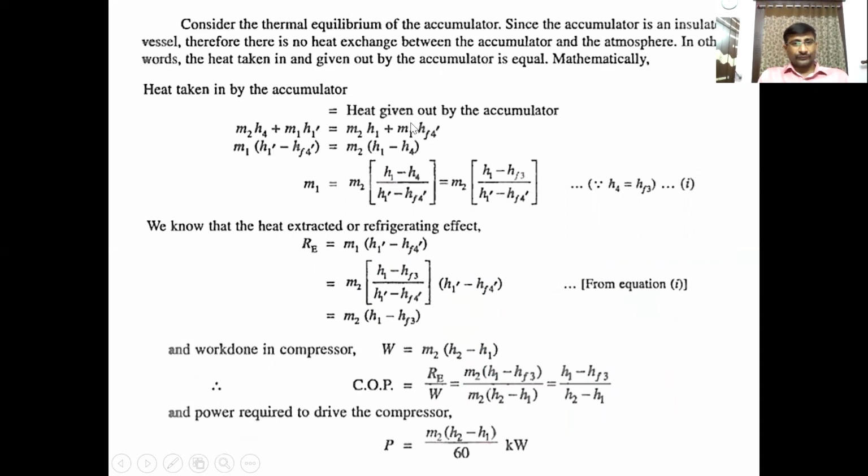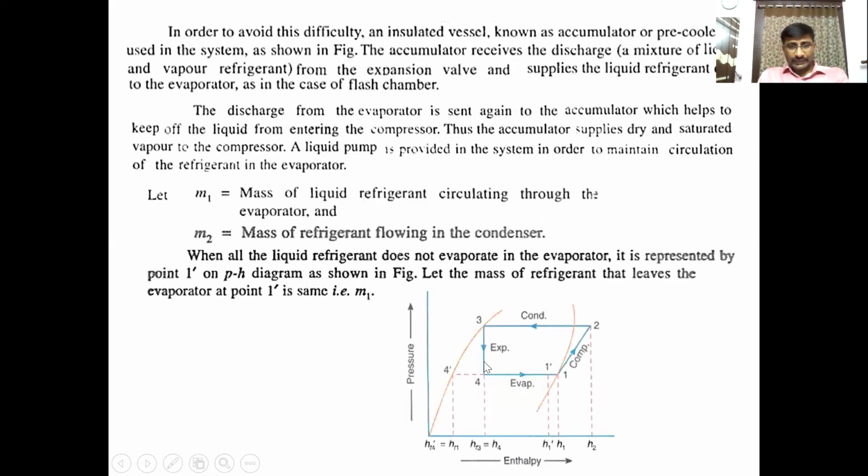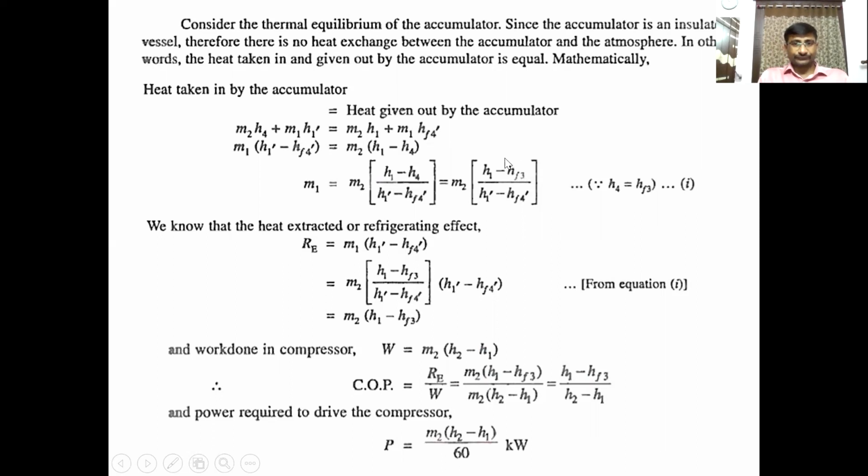Clear? By equating these two, M1 into H1- minus M1 into Hf4- equals M2 into H1 minus M2 into H4. Here M1 is common, and M2 is common. Therefore, from this equation, M1 equals M2 into H1 minus H4 by H1- minus Hf4-, which equals M2 into H1 minus Hf3. What is H4? H4 is the enthalpy at point 4, which is equal to Hf3, the liquid enthalpy at point 3. I am replacing H4 by Hf3.